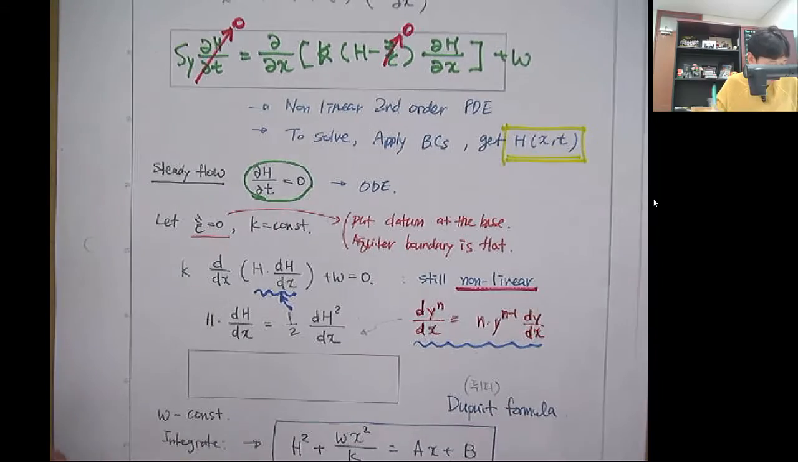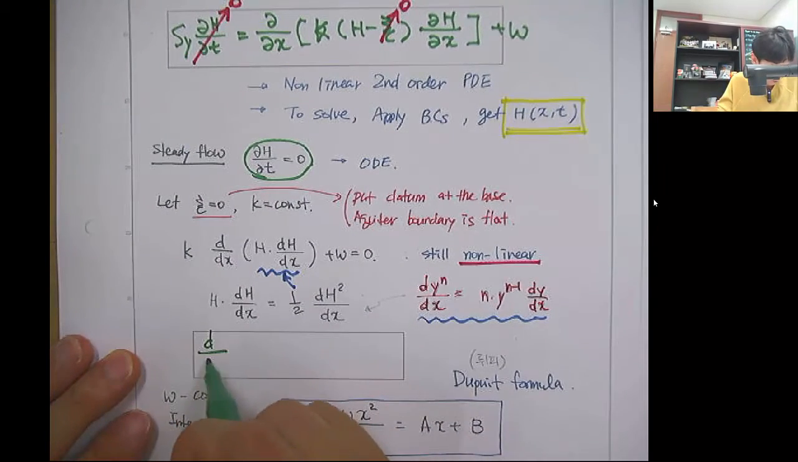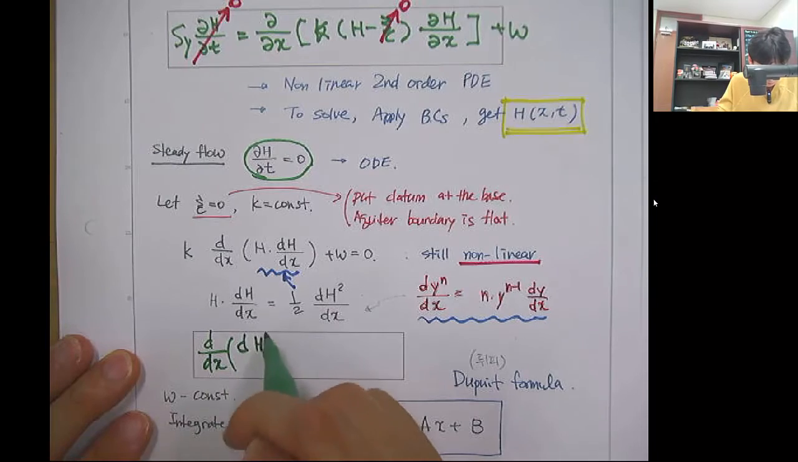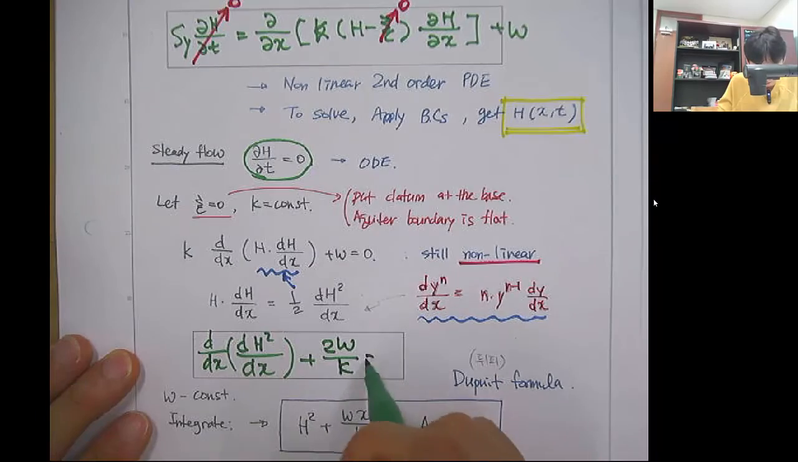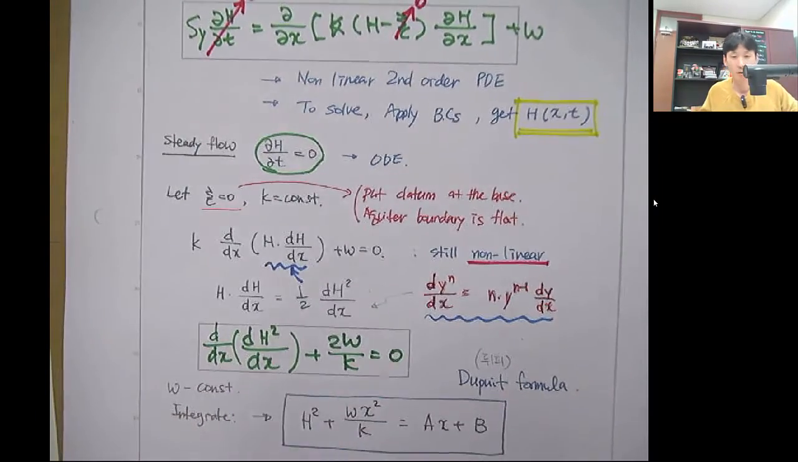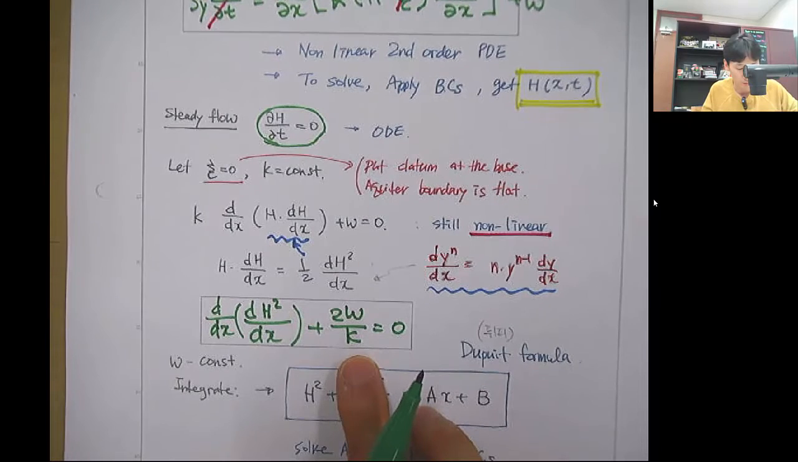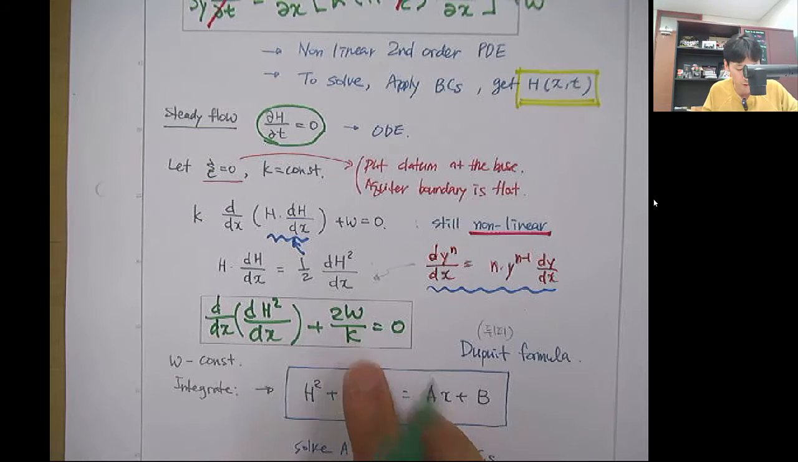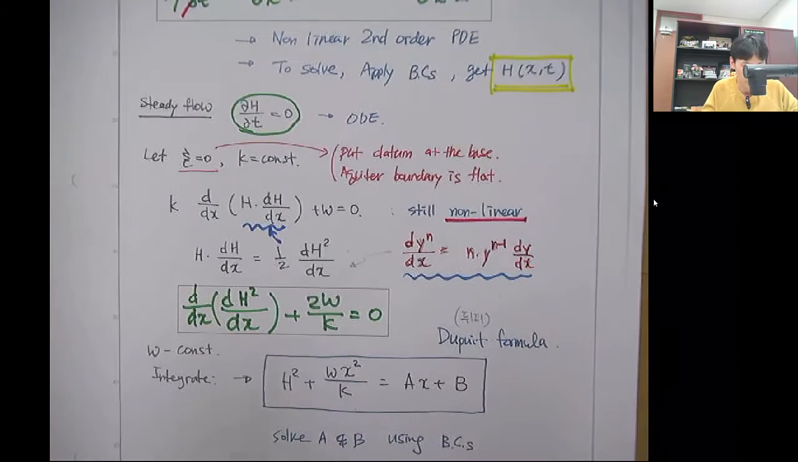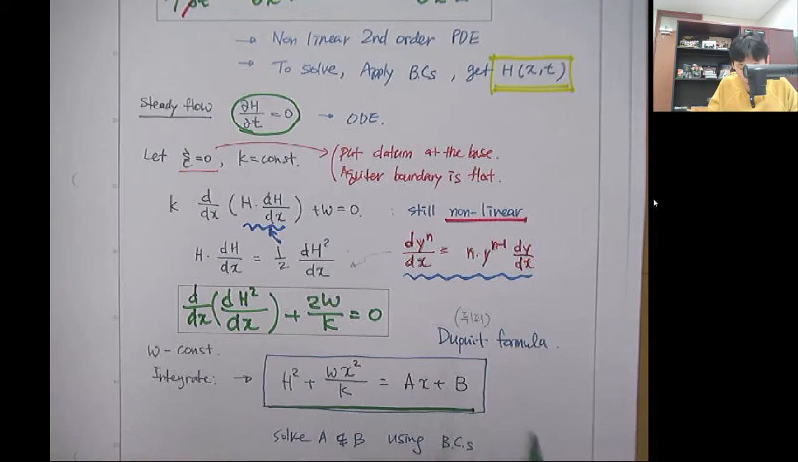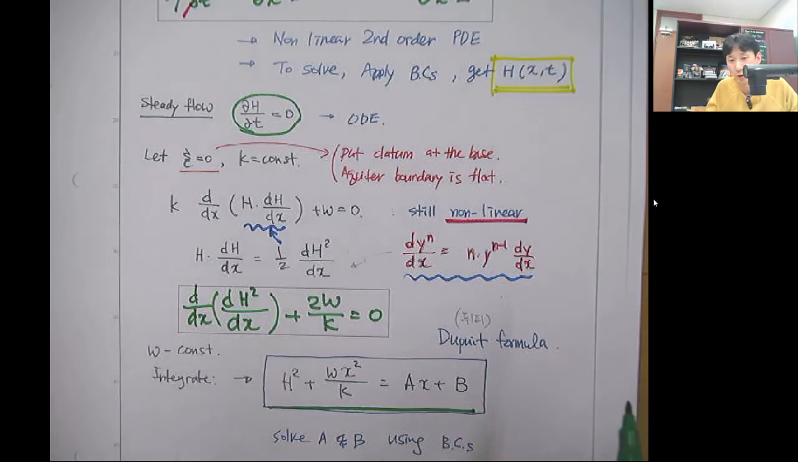So then the equation becomes d squared h squared over dx squared plus 2W over K equals 0. So now we can solve this equation by integration, and here W is constant. By integrating this equation, we're going to get this final equation: h squared plus W x squared over K equals A times x plus B, which is called the Dupuit equation or the Dupuit formula.